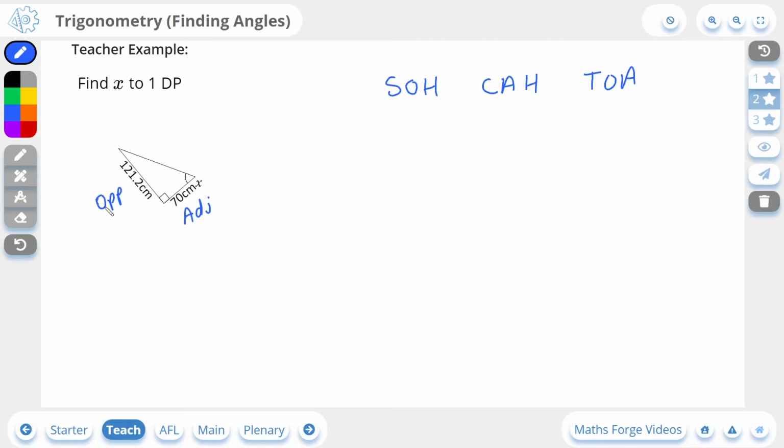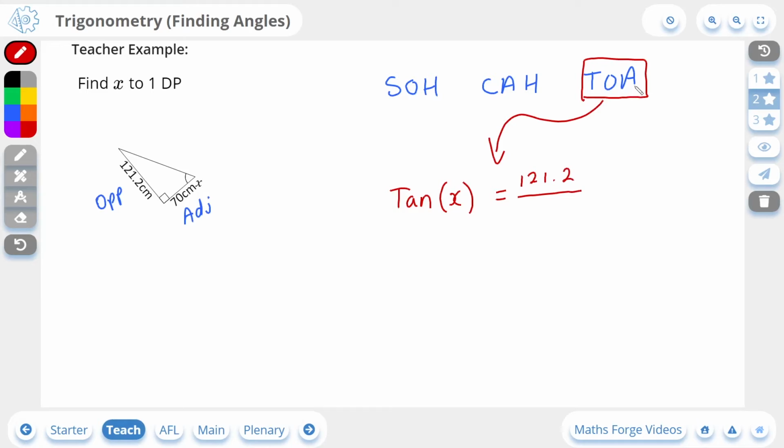Now you have O, the opposite, and A, the adjacent. So which trigonometric function are we going to be using? Well, the trigonometric function with O and A is TOA. So it's tan. And this is the trigonometric function that we're going to need to solve this problem. So we're going to have tan of the angle. And in this case, the angle has been labeled as x. And this is going to be equal to the opposite side. So TOA, O is first, the opposite side, which in this case is 121.2, over the second letter, which is A, the adjacent. And in this case, the adjacent is 70.